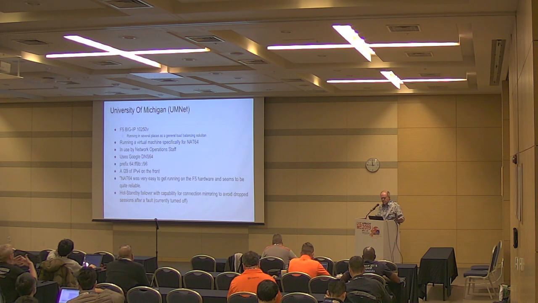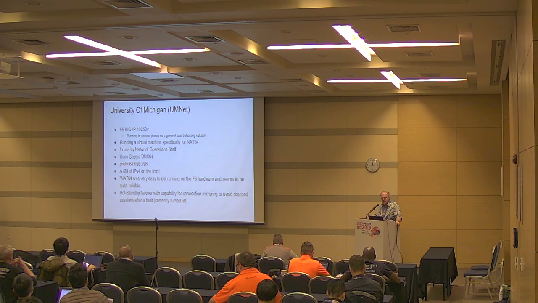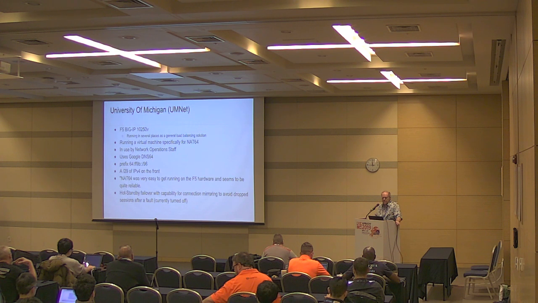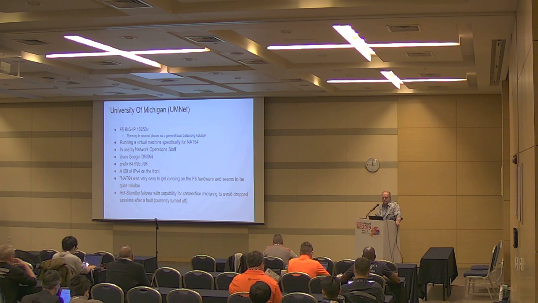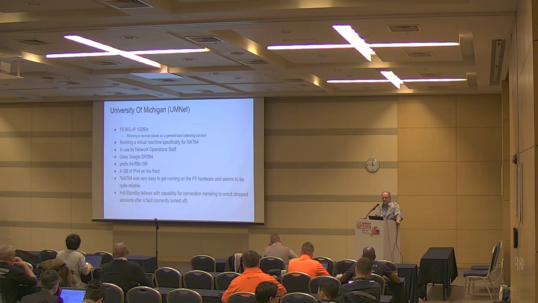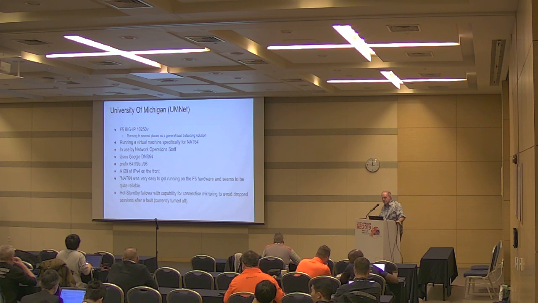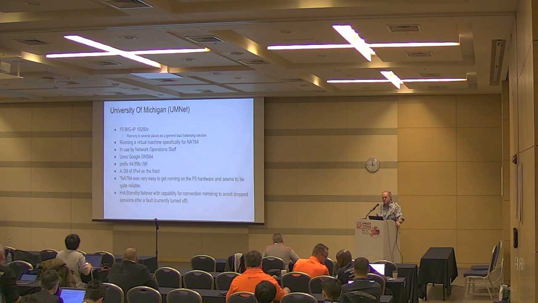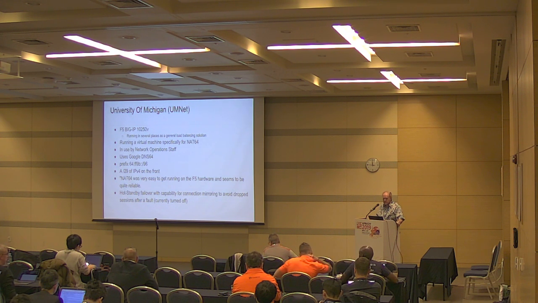Another one of the schools in the Internet2 group, University of Michigan, has really taken up the charge with NAT64 and DNS64. They're running F5 BIG-IPs, which you can look up. I looked it up last night. It's an application load balancing kind of a deal. They're running a virtual machine specifically for NAT64 with Joule. It's in use by the network operations staff, which is most of the people that are using this kind of thing. They're just using Google's DNS64, which is possible if you use the default prefix 64:ff9b.